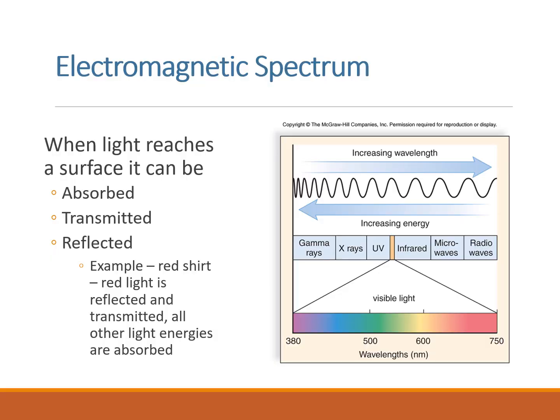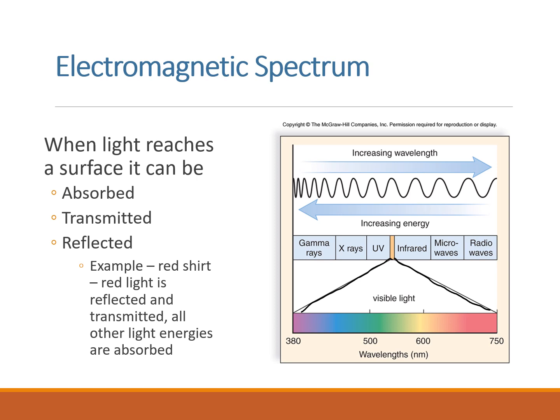When light reaches a surface, it's either going to be absorbed, transmitted, or reflected. When we see a color, for example a red shirt, what we're seeing is red light that's being reflected, and the other wavelengths are being absorbed. We are only able to see a small portion of the electromagnetic spectrum, the light energy coming in from the sun, and that portion is called the visible light spectrum.